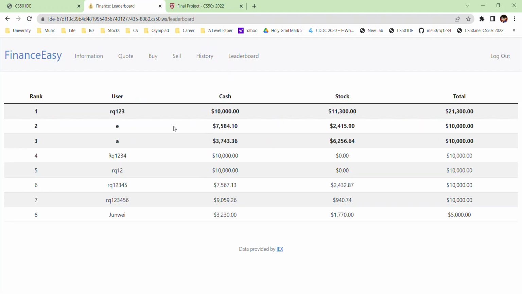Lastly, moving on to our leadership page. As you can see, there are different accounts here, and this serves as a peer comparison for friends. It will be arranged by the total score, which is the total amount of cash left as well as the value of the stock. If users have a similar total amount, users with higher cash remaining will be awarded a higher place.